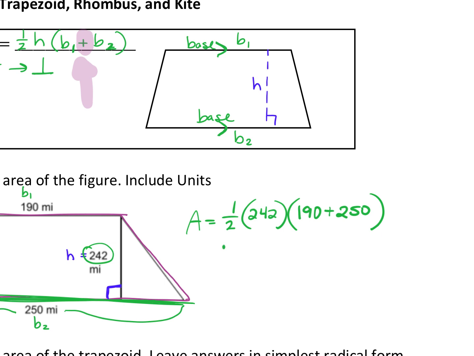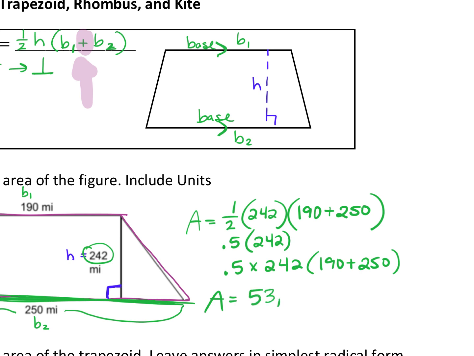So if you want to plug this in as 0.5 and then parentheses 242, or you could go 0.5, the times button, 242, and then do parentheses 190 plus 250. That would be fine also. However you plug it in, you should be getting what as your answer? 53,240. And then how do you label area?